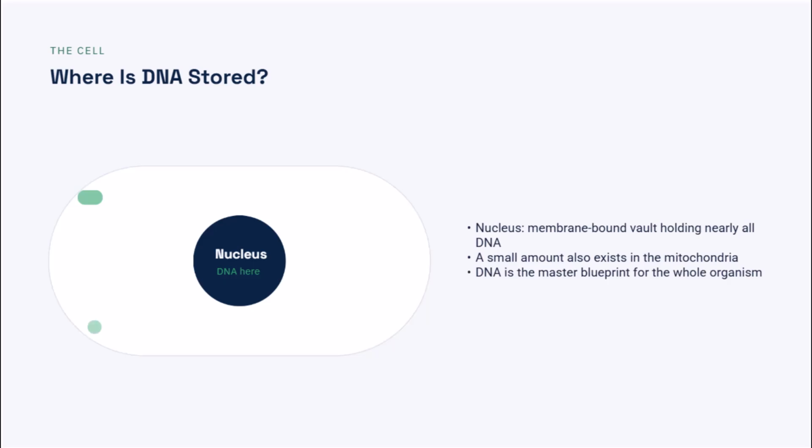Think of the nucleus as a vault, and the DNA inside it as the master blueprint for the entire organism. Every instruction needed to build and run the organism is written there. A small amount of DNA also exists outside the nucleus, in the mitochondria, but the vast majority, including everything we'll study in this course, lives in the nucleus. Whenever we talk about the genome going forward, we mean this DNA safely housed in the nucleus.